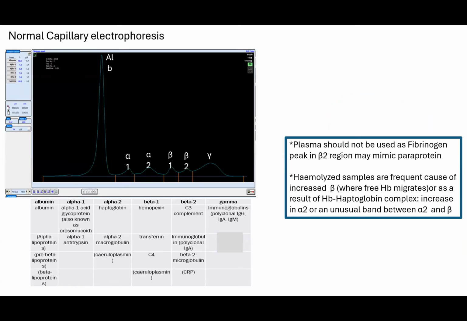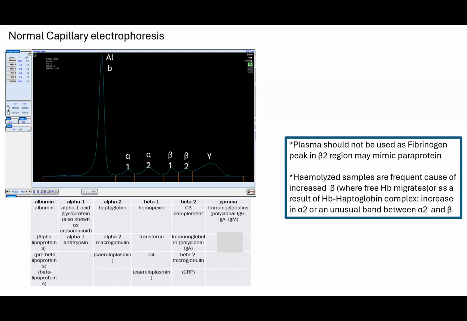Right, and that's what an electropherogram looks like. So capillary electrophoresis, that's what it generates. And we know that capillary electrophoresis, we commonly use it to detect paraproteins. But as you can see, plasma proteins are classified into 6 groups, and this is based on their electrophoretic mobility. And that's what the normal protein electrophoresis looks like.